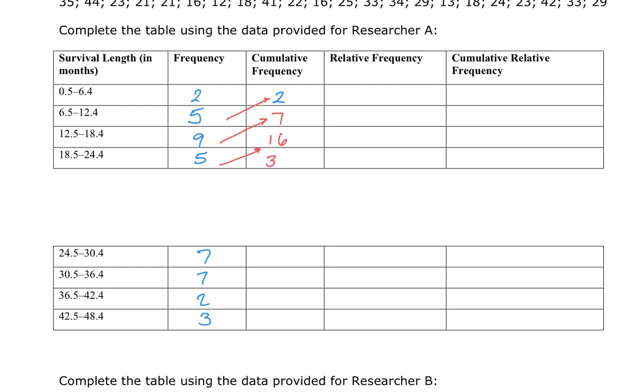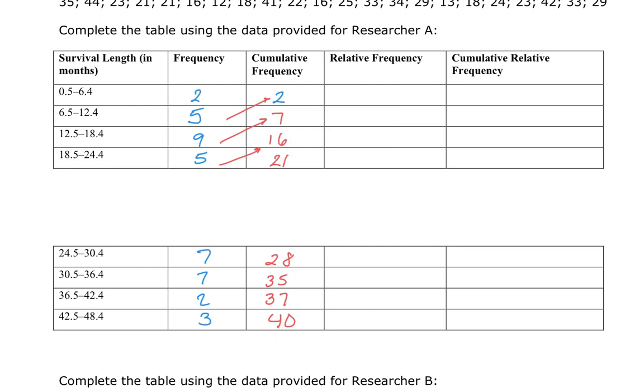It's not 31, 21. And then I'm going to add the 7 to the 21, and so I'm going to get 28. I'm going to add 7 to that, so I'm going to get 35. I'm going to add 2 more, so I'm going to get 37. I'm going to add 3 more, and I get 40. And as I said before, this very last row should have the number of data pieces that I started out with. Now, the relative frequency is 2 divided by 40, so that's a ratio.